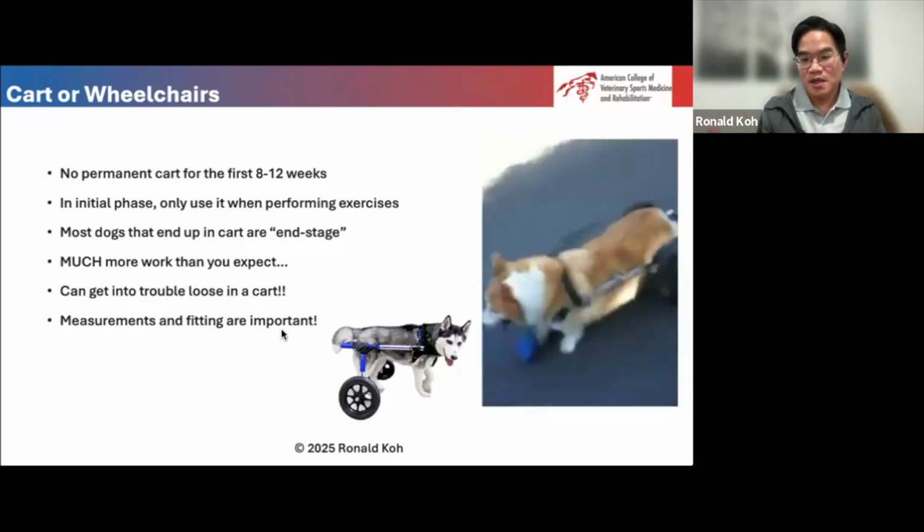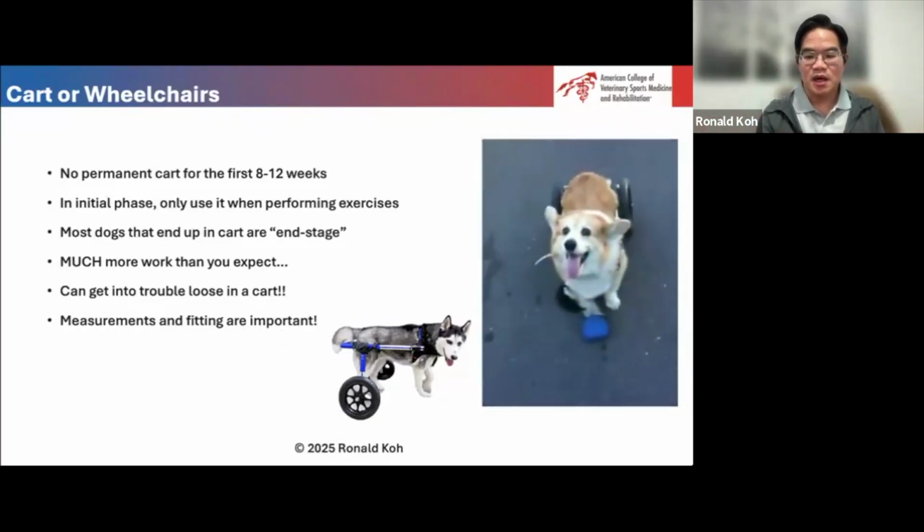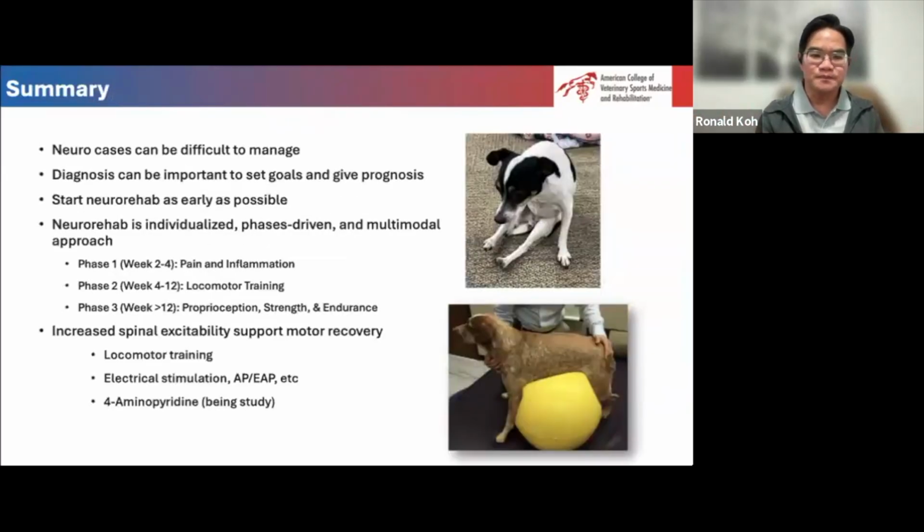If the dog does need a wheelchair for the long term, make sure that you get a custom made wheelchair, not the off the shelf. Okay, it has to be custom made to fit well.